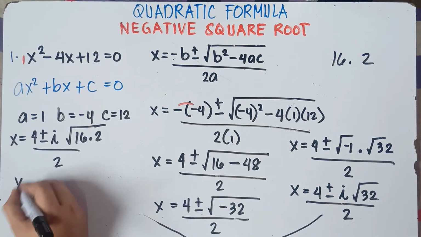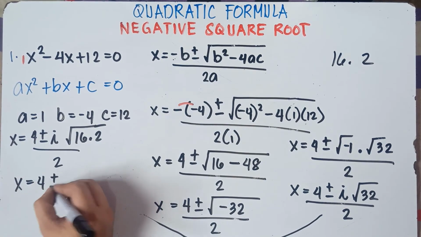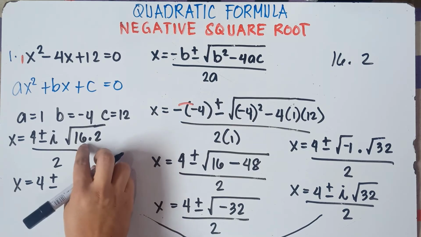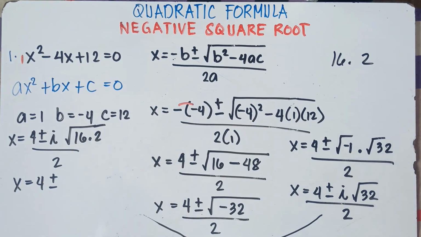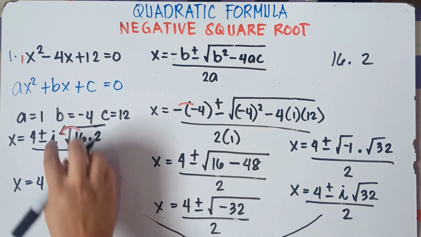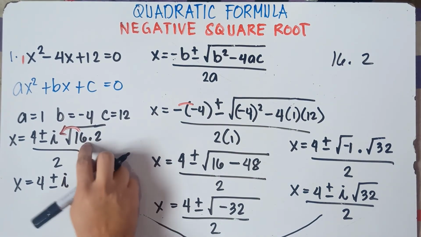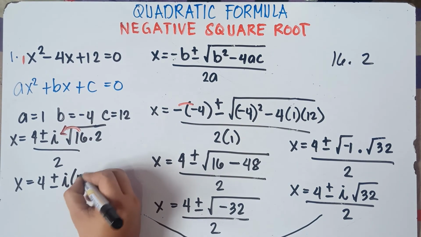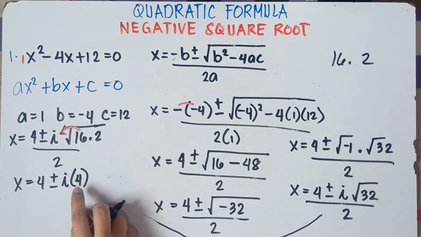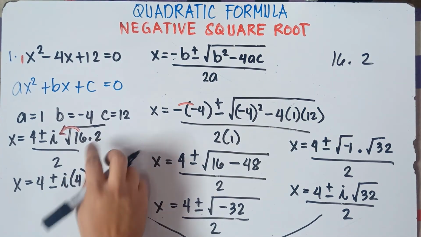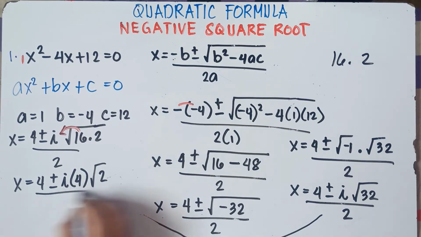Alright, so this will be x equals 4, positive, negative. The square root of 16 is 4, you put it outside. So copy i. The square root of 16, that is 4, so multiply it by 4: i times 4. 4 came from the square root of 16. Then simply copy the square root of 2 all over 2.